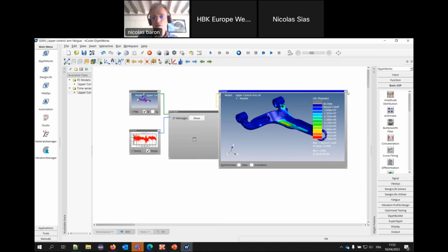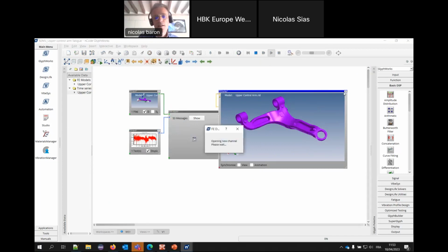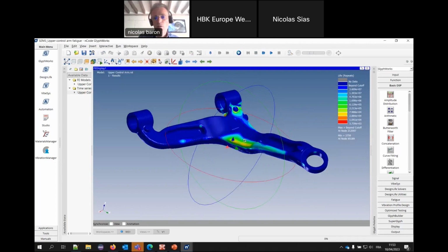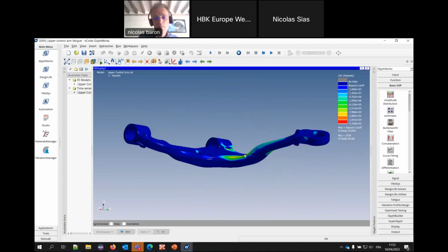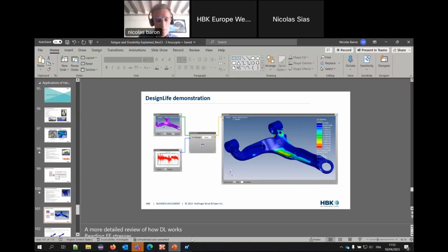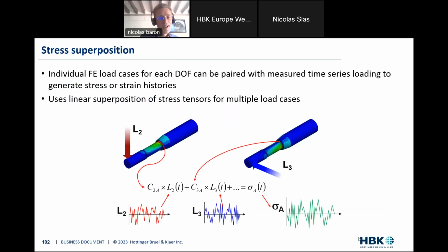And then we just run the flow here. Okay, it takes a little time here to finish up the calculation, and then we have the result in terms of fatigue on our control arm here, with the life in repetitions on the input signal. Okay, so I'm a bit late on schedule, I believe. So let me just move here.